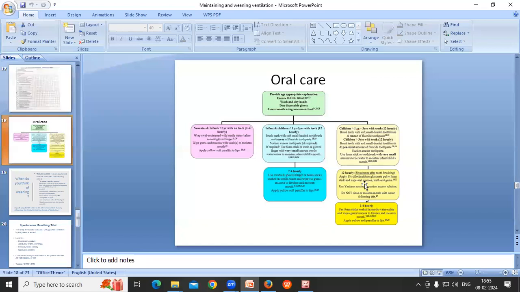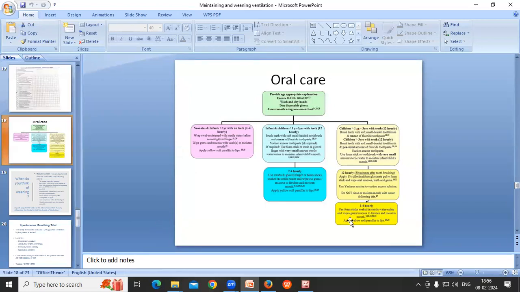suction it. You just put it on, take a gauze piece, and routinely wipe the mouth. Entire mouth should be wiped, and you need to suction out whatever remains. Every 2 to 4 hourly, you can use sterile water and normal gauze pieces to wipe the mouth. So 12th hourly brushing, 12th hourly chlorhexidine mouthwash, and 2 to 4th hourly wiping the oral mucosa with sterile water. So these are the things you need to follow.